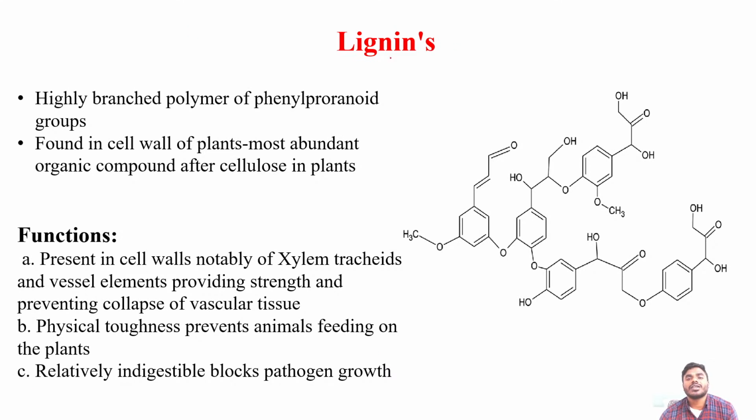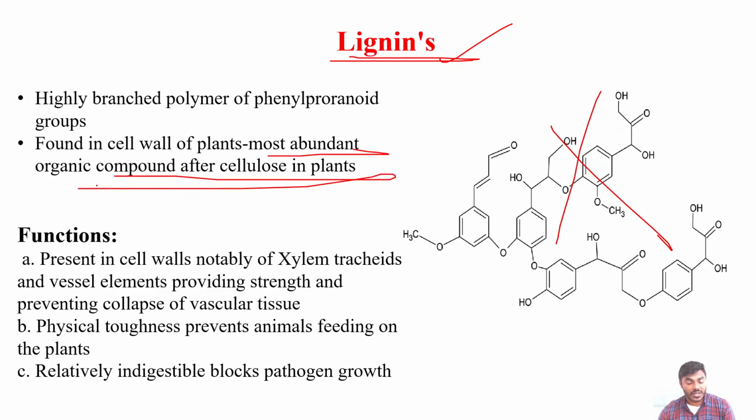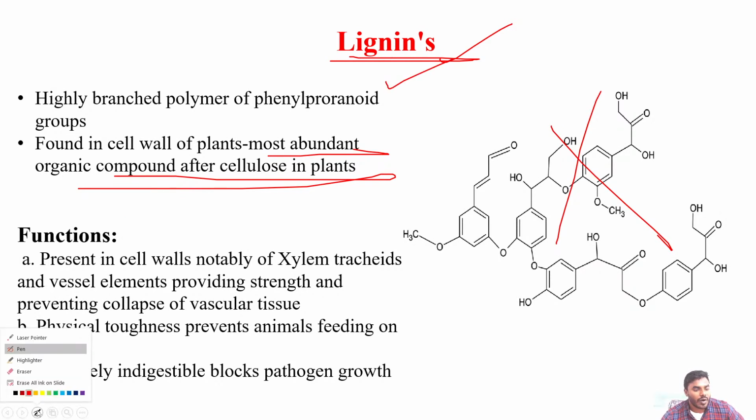Okay, now all the students listen. Lignin, whatever points I tell, remember the points as they are. You need not remember the structures, don't worry. The first point you have to remember about lignin: it is the most abundant organic compound after cellulose. Correct? We know that the most abundant organic compound on planet Earth is obviously cellulose, because it is the one that provides toughness. It is the one that provides rigidity to the plant. After cellulose, lignin is the most abundant one. You all know, right?